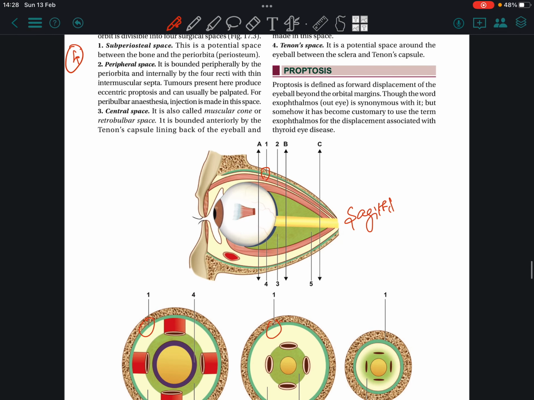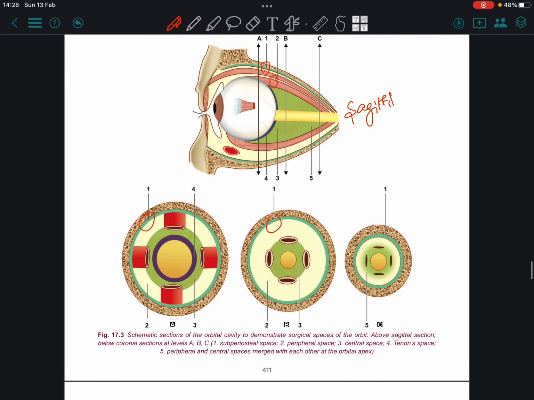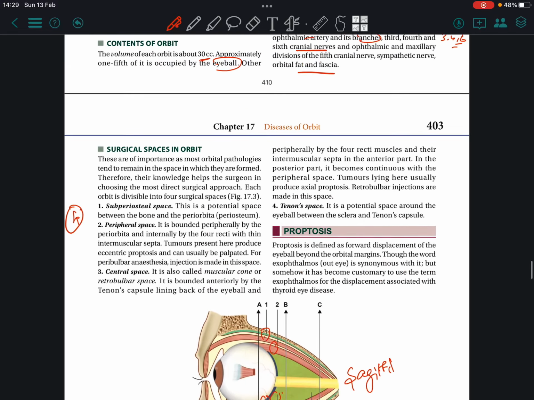Then 2 is peripheral space. 3 is central space. 4 is tenon space, inside the tenon's capsule. Then 5 is peripheral and central space merged with each other.